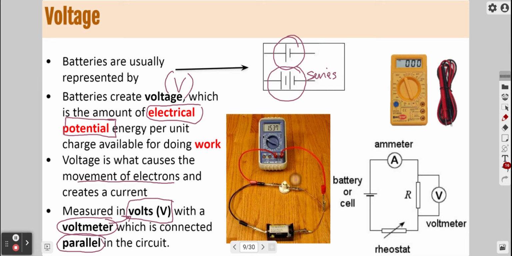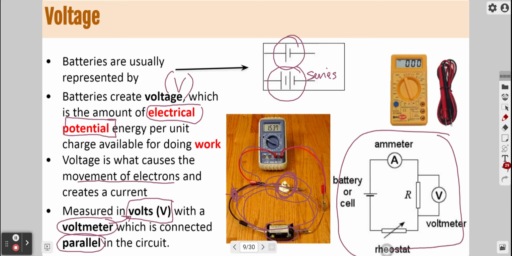So if you're trying to measure the voltage of this series path here, you've got a battery going to a light, going back to the battery. To measure the voltage, you don't put it right in the middle of the circuit like you do with the ammeter. You go on either side. You see the clips are going on either side of your load, and that's where you're going to measure your voltage.